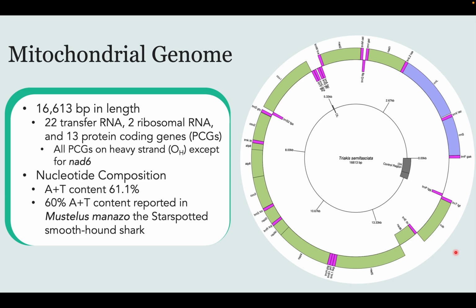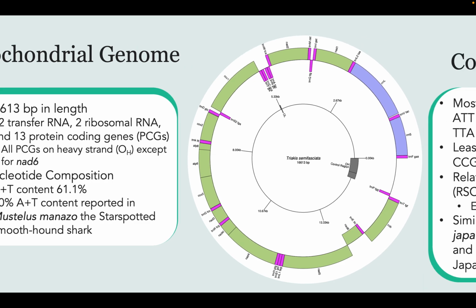The newly assembled mitochondrial genome of the leopard shark is 16,613 base pairs long and contains the expected composition of 22 transfer RNAs, 2 ribosomal RNAs, and 13 protein-coding genes. As expected, most of the protein-coding genes were situated on the heavy strand. Nucleotide composition in the mitogenome was determined to be AT-rich, with the AT content equal to 61.1%. AT contents of 60% have been reported before in the cofamilial species Mustelus manazo, or the star-spotted smoothhound shark.